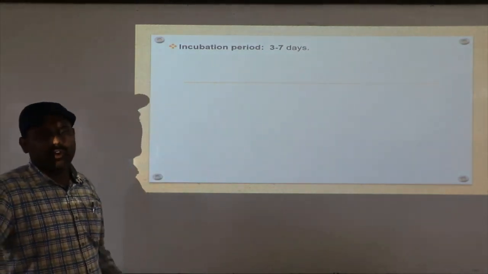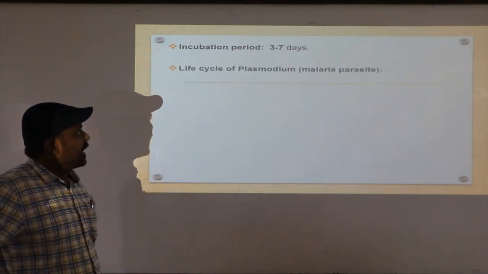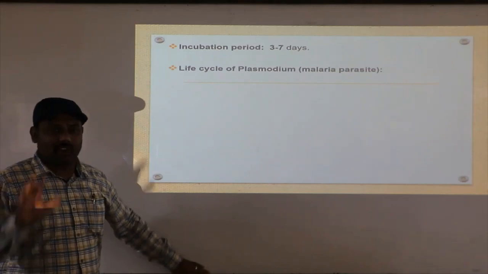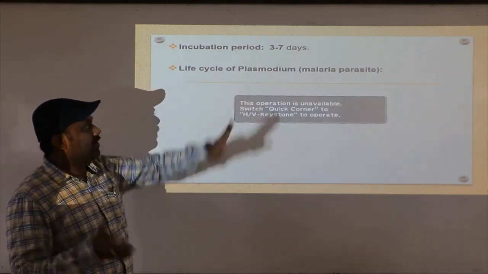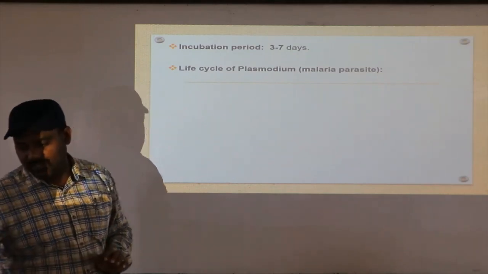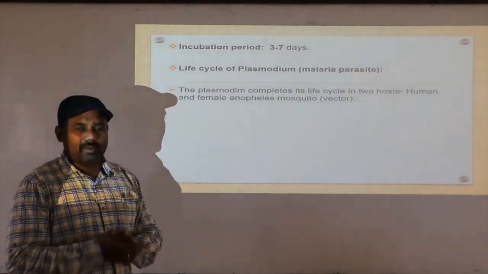Sometimes it may go up to 15 to 20 days also. Next, life cycle of Plasmodium. This is what they are going to ask in the examination for 5 marks. So life cycle of Plasmodium, that is the malarial parasite. We'll discuss this. We'll go one by one, I mean step by step.